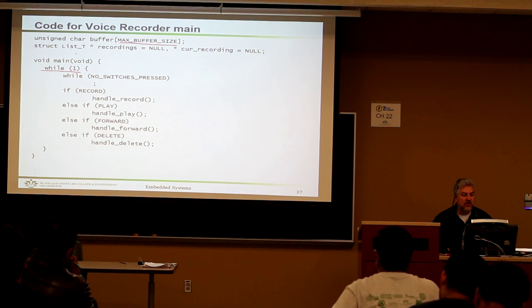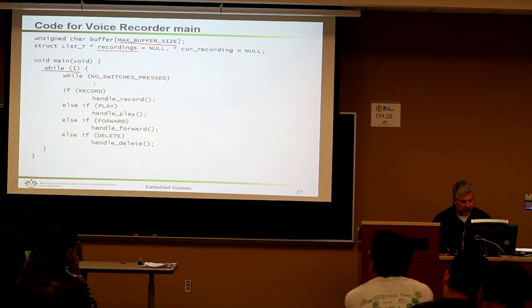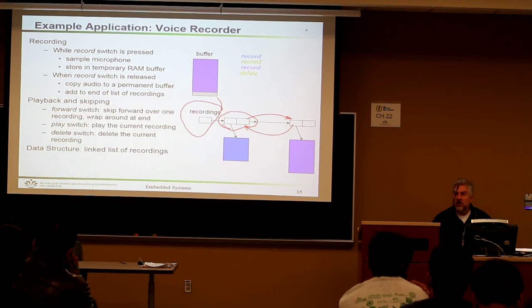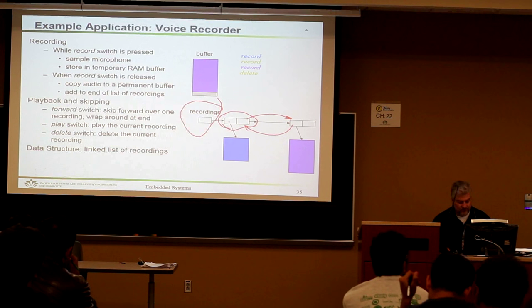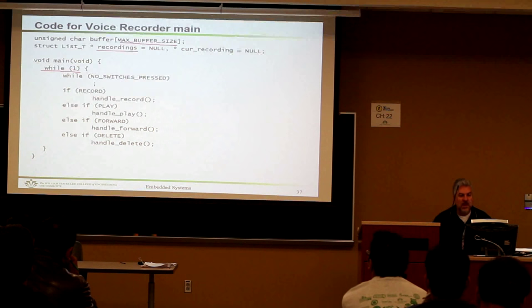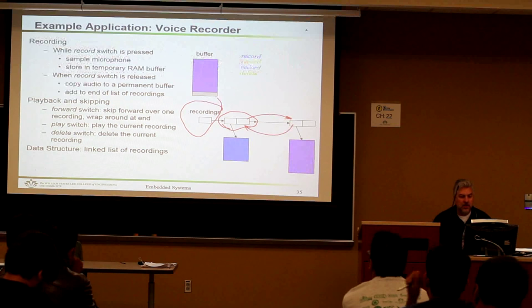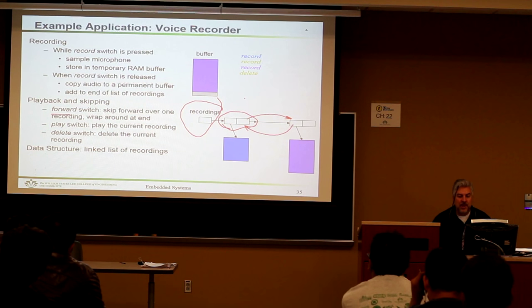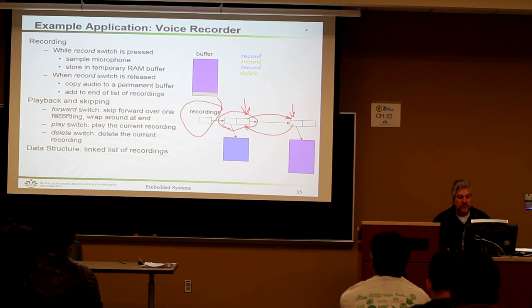Now, the other thing that we're doing is we're identifying a variable called recordings. What is recordings? Well, it turns out that recordings is this right here. It starts out as empty, null, but it's going to point to the first recording, right? So we're going to create that. But we also have one that's going to point to the current recording, because if you remember our operation, we allow you to use a forward switch, so this will always point to the first recording, but I may have another one that points to the current one, because I may press the forward button and I may press the play or delete button. So the play or delete will act on whatever I'm currently pointing to.